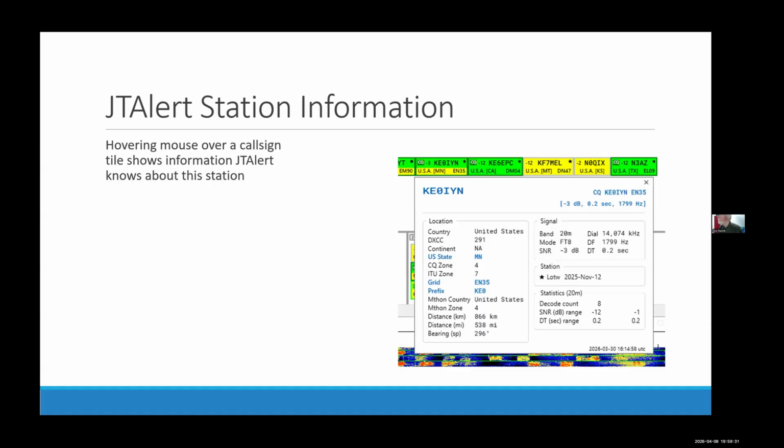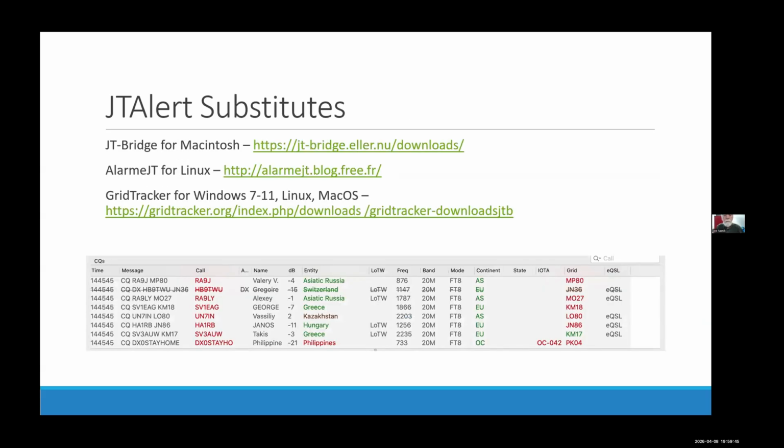Also, in JT Alert, if you hover over one of those panes, it will open up and tell you everything it knows, including all the stuff it gets from WSJT and all the stuff it gets from the internet. If you run Macintosh, there's a program called JT Bridge that does pretty much all the non-graphical parts of what JT Alert does. If you run Linux, there's something called Alarm JT, which is a French program, but it does come in an English version that was based on JT Alert. And then there's something called Grid Tracker that runs on Windows, Linux, and Macintosh.